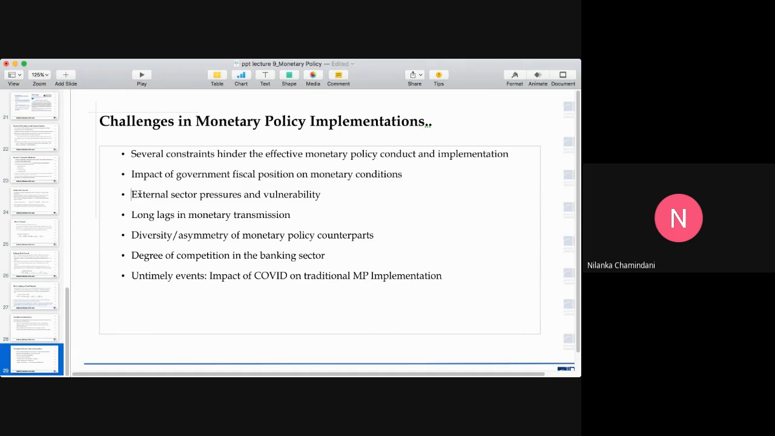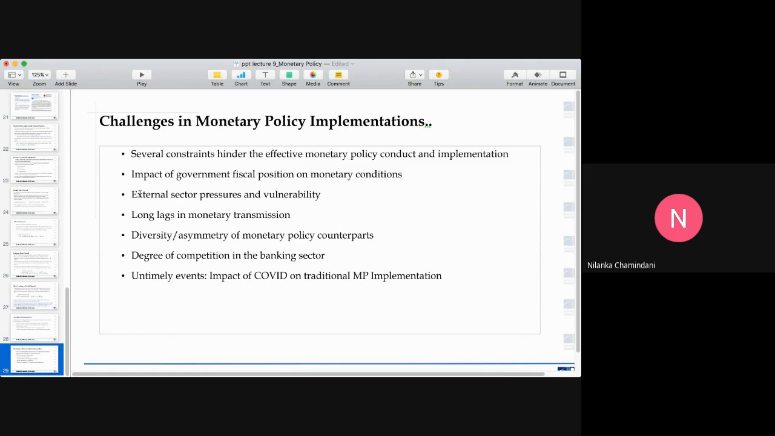If the central bank has to intervene in the foreign exchange market in order to maintain stability in the external sector, it can again contradict the monetary policy stance as well. Here you have to understand one thing. We didn't discuss the intervention of the central bank in the foreign exchange market, but we know that one of the responsibilities of the central bank is to maintain price stability.